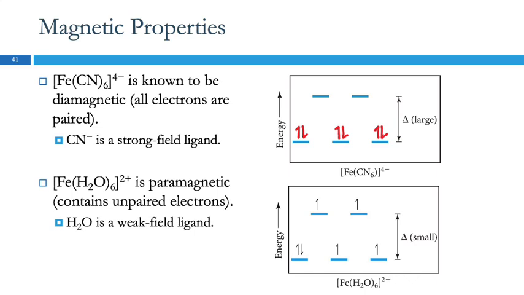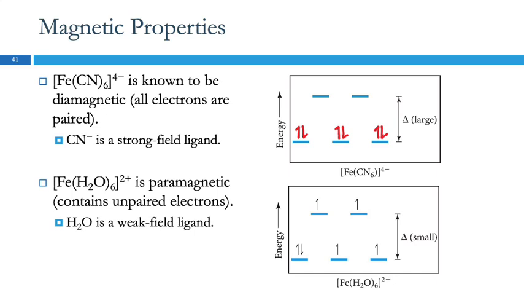When all the electrons are paired up, then this ion is not going to interact with the magnetic field because it's the unpaired spinning electrons that interact with the magnetic field. So this happens because cyanide is a strong field ligand. It causes big splitting here. If we look at a different iron complex ion, this is also iron 2 with 6 electrons, but we have water, which is a weak field ligand. Now the difference in energy here is small.